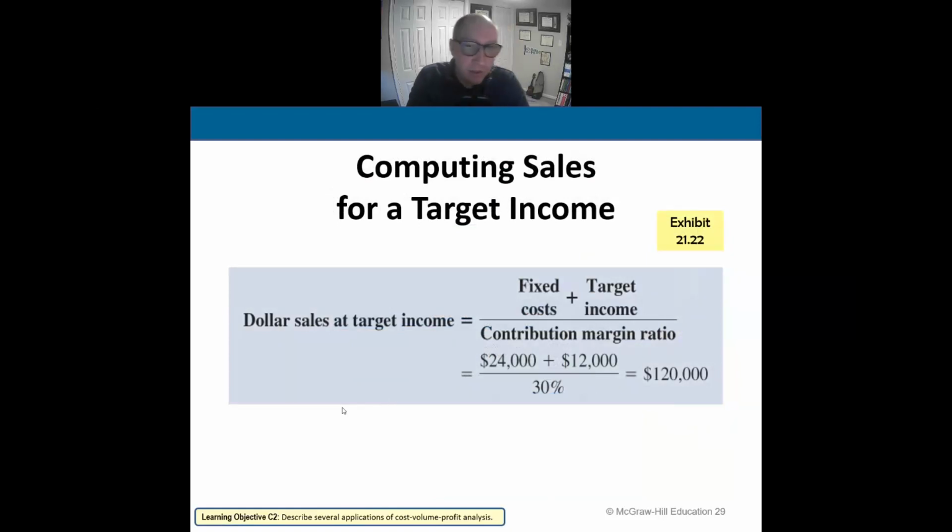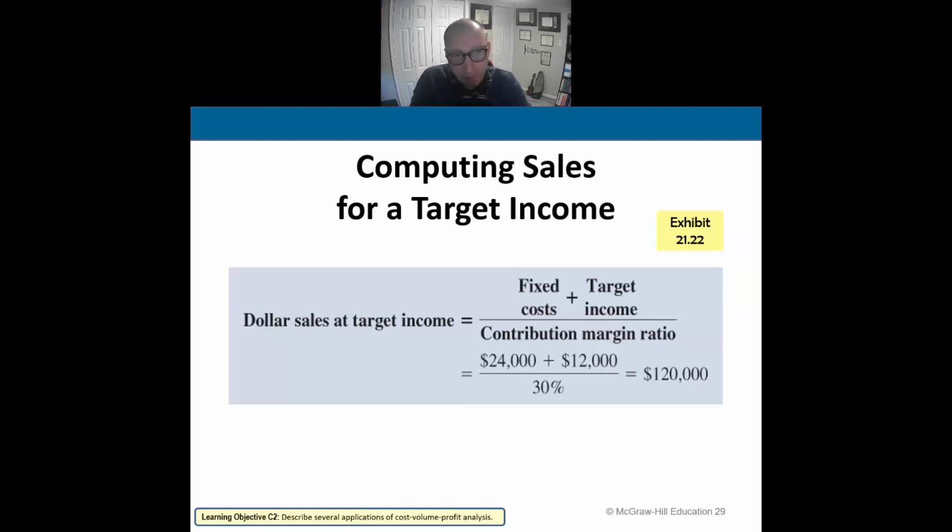Another one, this one's nice. I like this one: the target income. I think we talked about this briefly, was it last week, week before? We talked a little bit about target income. Target income is the amount of profit I want to have. I want to have profit. That's called my target income. So the amount of sales income I want to have.